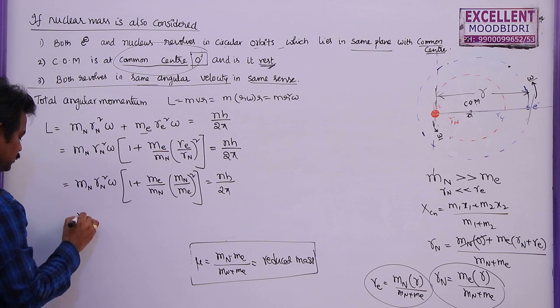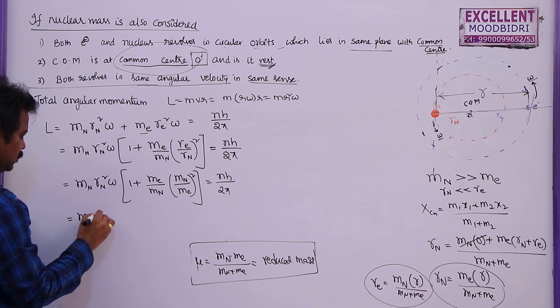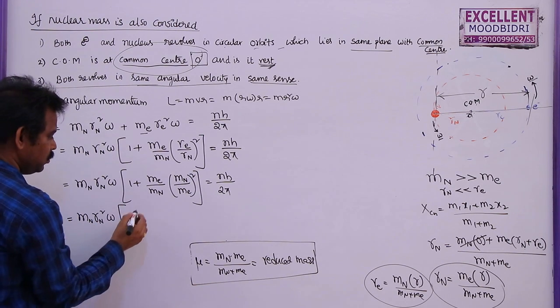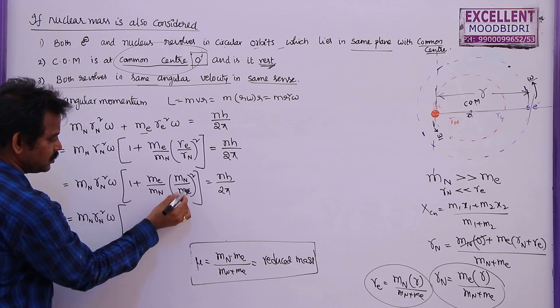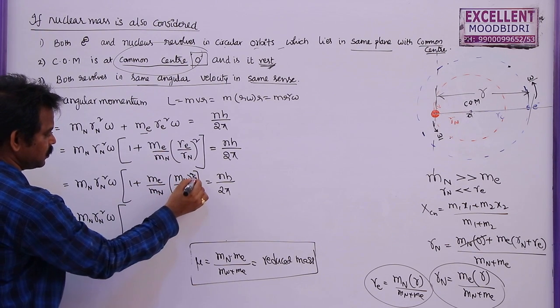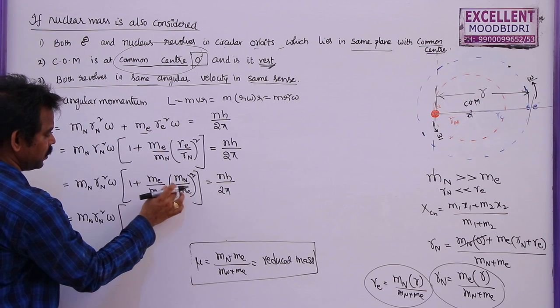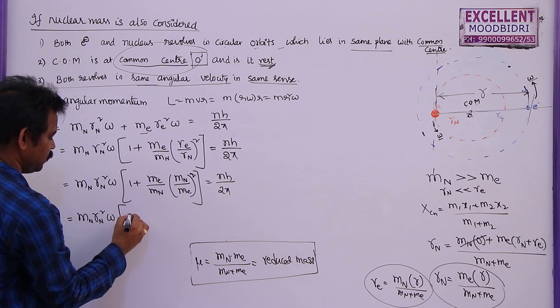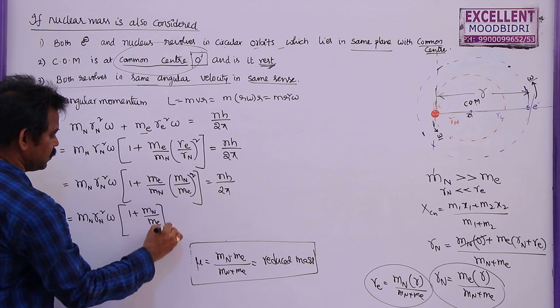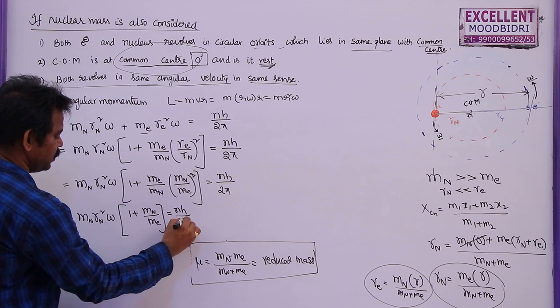Now this can be written as mass of nucleus, radius of nucleus square, omega. Now you can see this is me, this is me square. This is mn, this is mn square. So these two get cancelled. This and this get cancelled. This and this get cancelled. The remaining terms are mn by me. So 1 plus mass of nucleus by mass of electron, this is equal to nh by 2 pi.